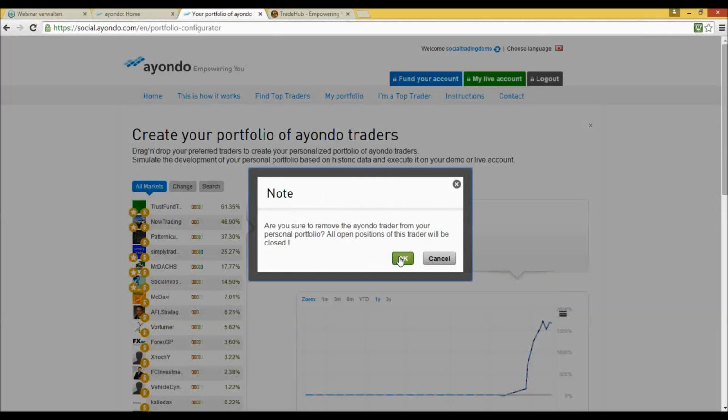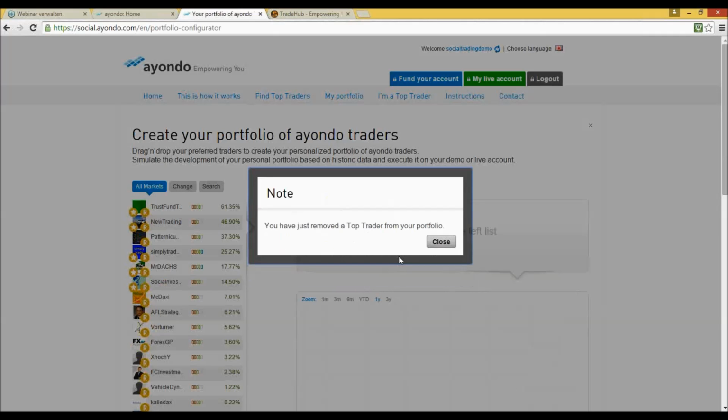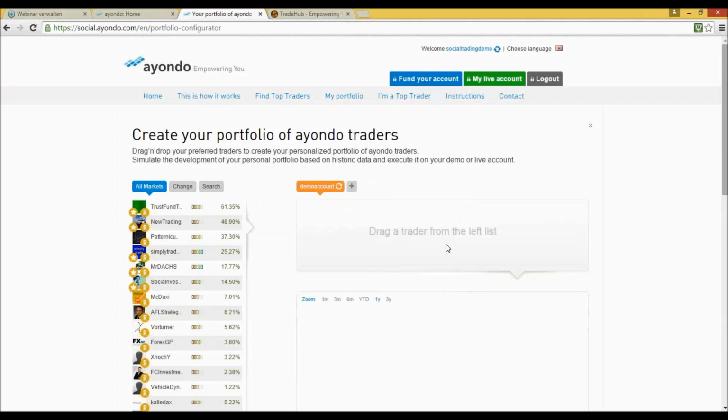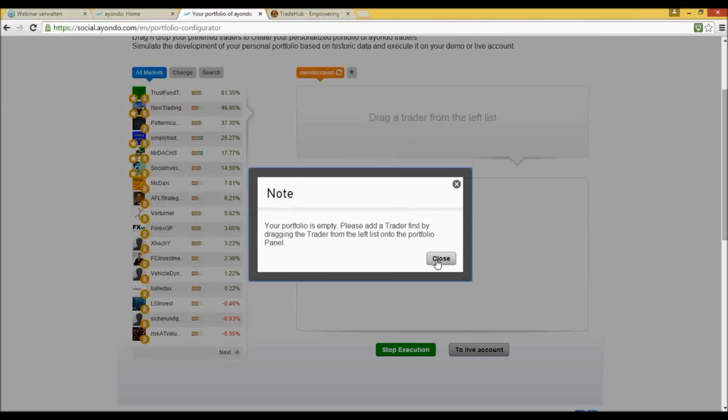And I'm going to make sure that any trades that he's got are closed as well. Okay, so I've just removed the top trader from my portfolio. I'm going to press close, and we can see here that my portfolio is empty. So once you start building your portfolio in this section, which I'll explain how it's done in a moment, that's where you'll see your top traders. I'm going to stop execution for now. Okay, I haven't got a trader in there for me to stop, so I'm going to press close.